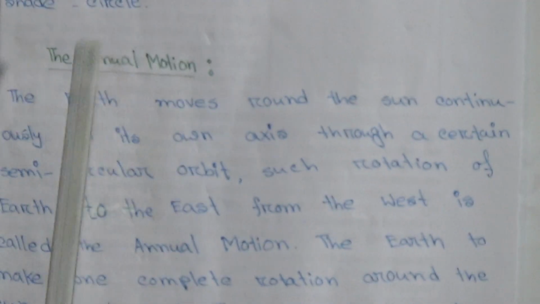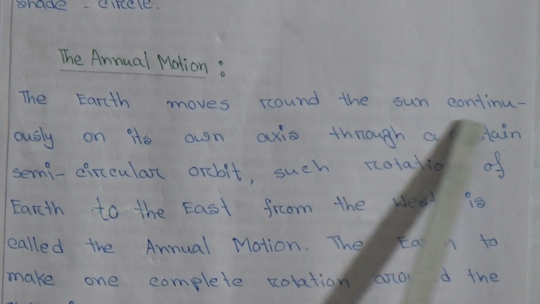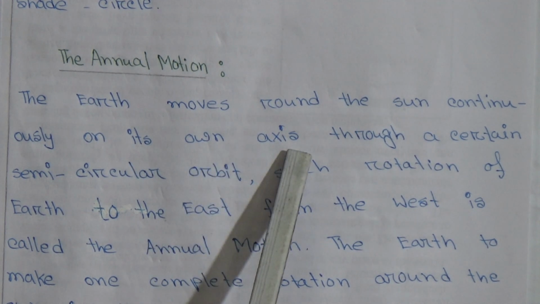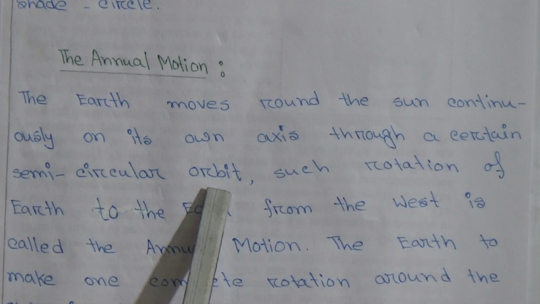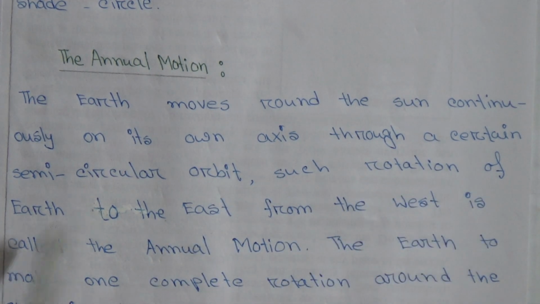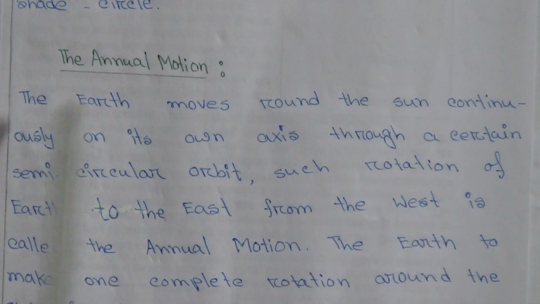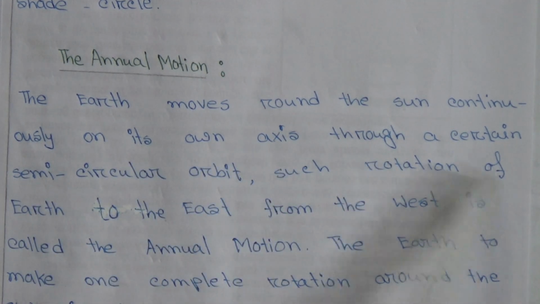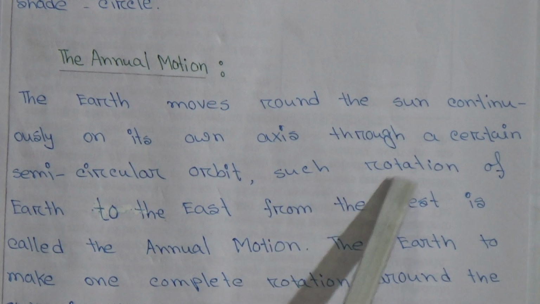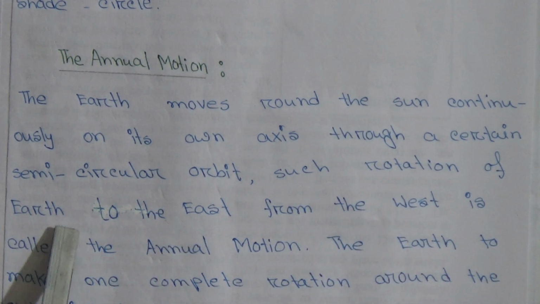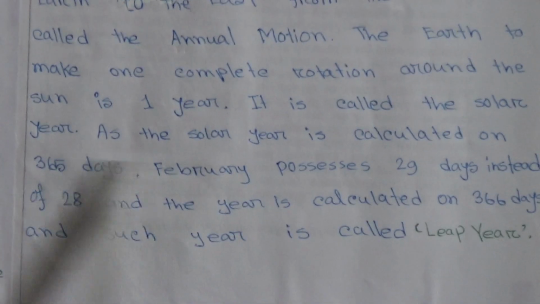The annual motion. The earth moves around the sun continuously on its own axis through a certain semicircular orbit. Such rotation of earth from the west to the east is called the annual motion. Again I am saying, students, the earth moves around the sun continuously on its axis through a certain orbit. Such rotation of earth is called annual motion. The earth takes one complete rotation around the sun in 1 year. It is called the solar year.